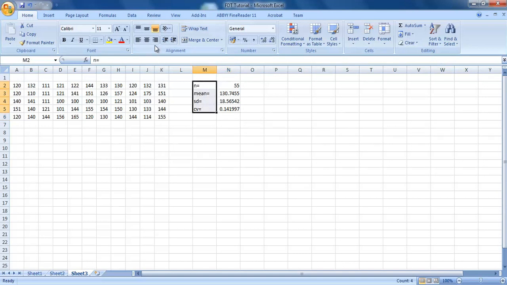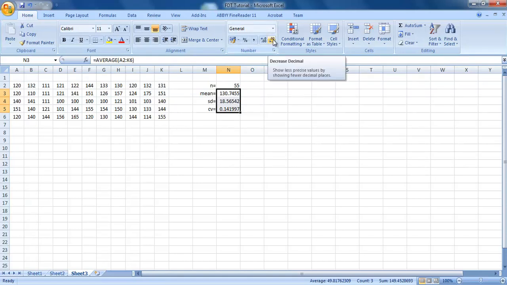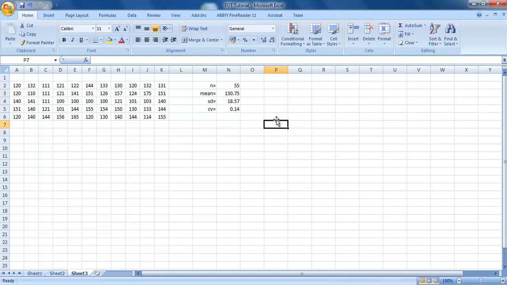Let us right align the labels. And then if you want to trim the following values to two decimal digits, let us do that. So there you go.